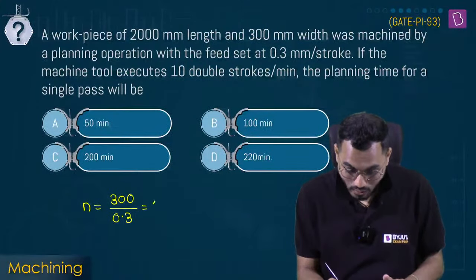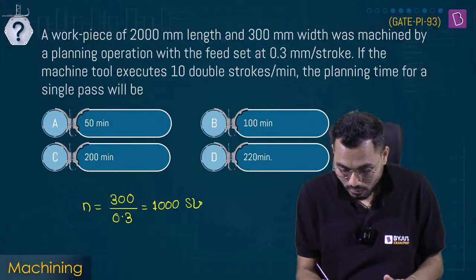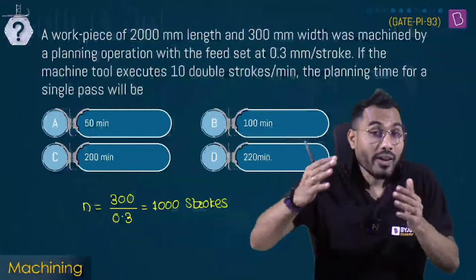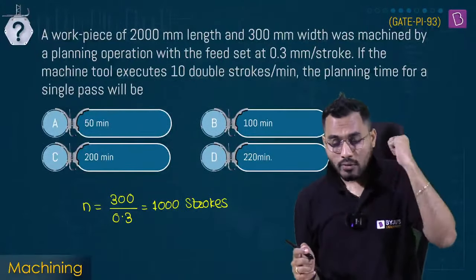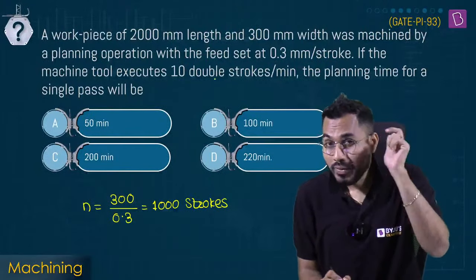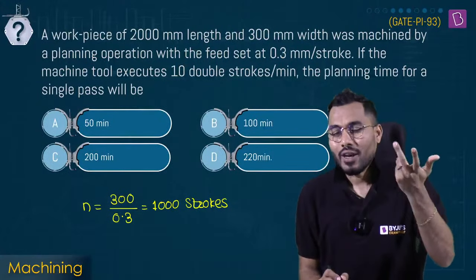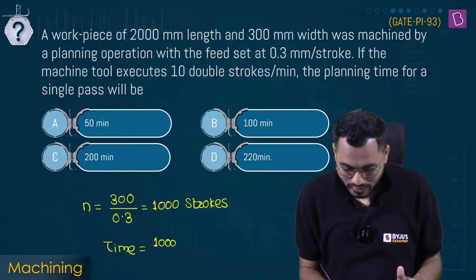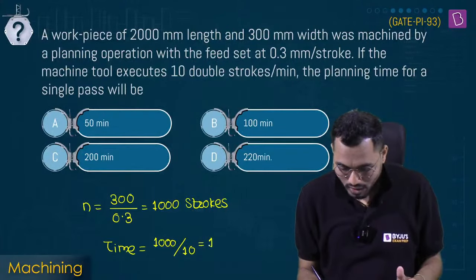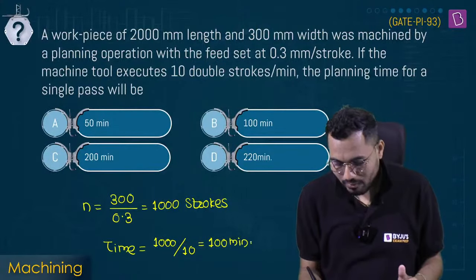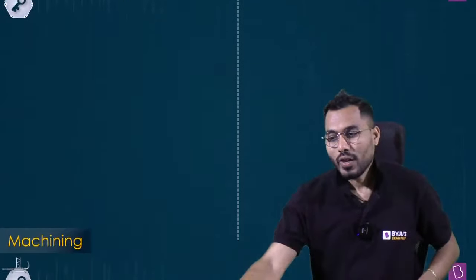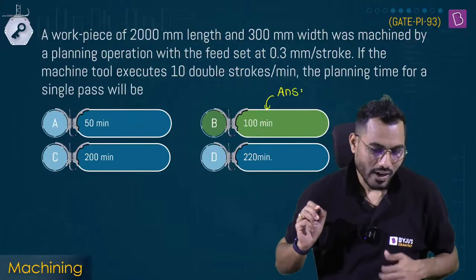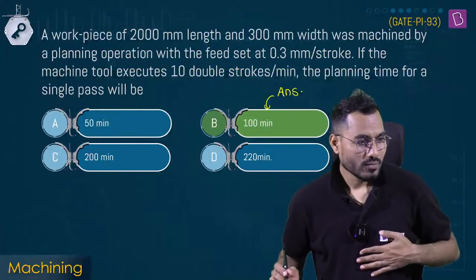So that means, can I say that 1000 strokes are required, so that this entire width will get machined. Because length we should not consider, width we have to consider. Width has to be important. So if 1000 strokes are required, and 10 strokes are generated in 1 minute, how much time is required? Time required is exactly equal to 1000 divided by 10, which is equal to 100 minutes. Is it understood? So the answer will be 100 minutes. Is it okay?